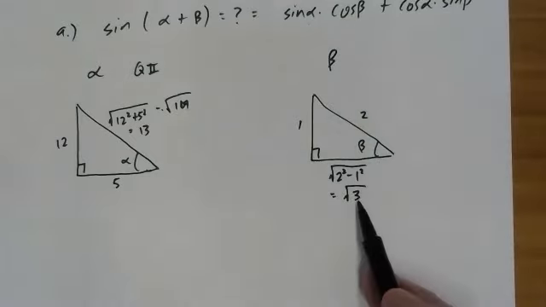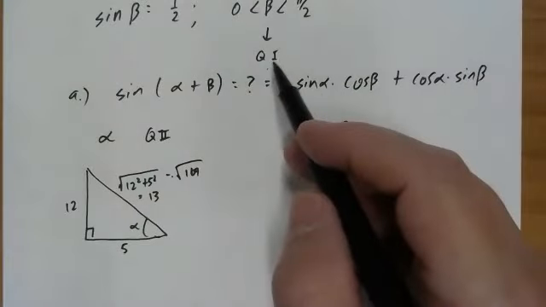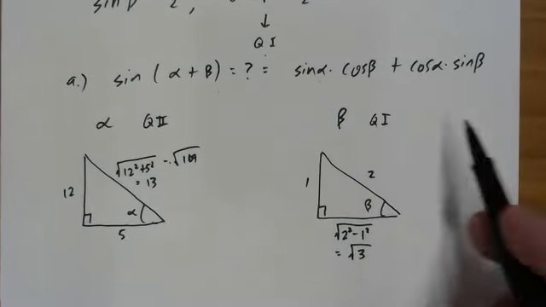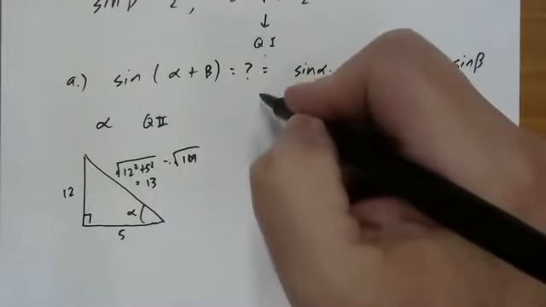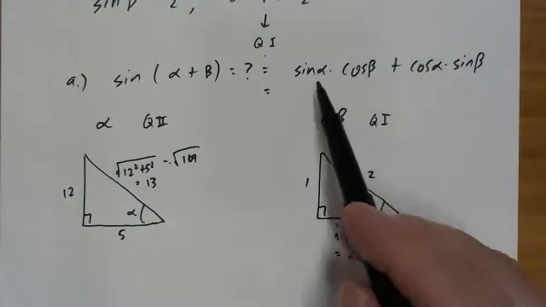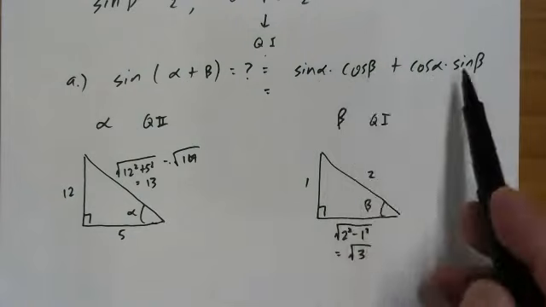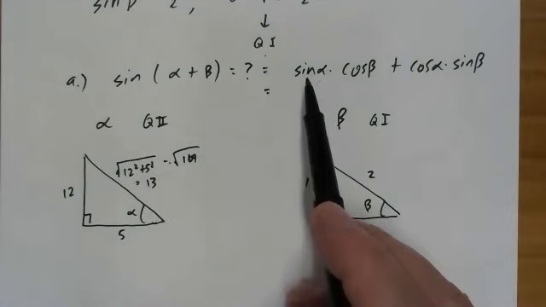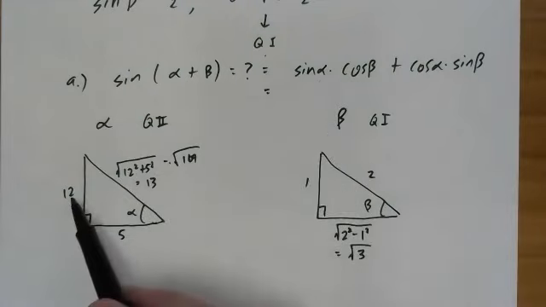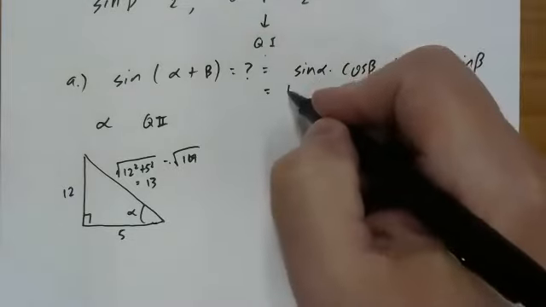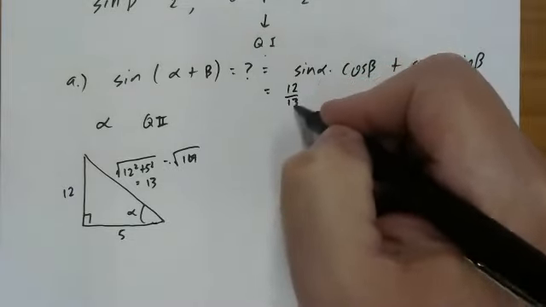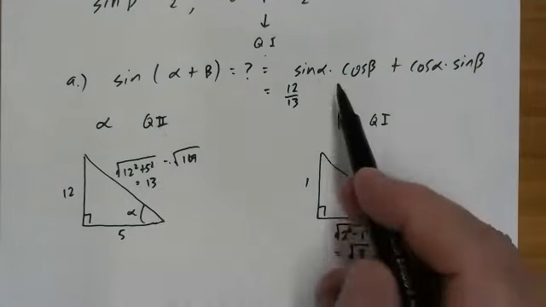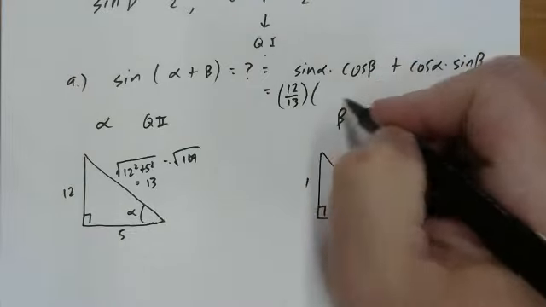So this leg is square root of 3. And once again, I'm going to mark a note here. This angle is in quadrant 1. So now I can go up here and fill in numbers for my little formula. Sine of alpha, I go to my alpha triangle and I say, what's the sine? Sine is opposite over hypotenuse, so it's 12 over 13. I'm in quadrant 2, the sine of quadrant 2 is positive. So sine of alpha is just 12 over 13.